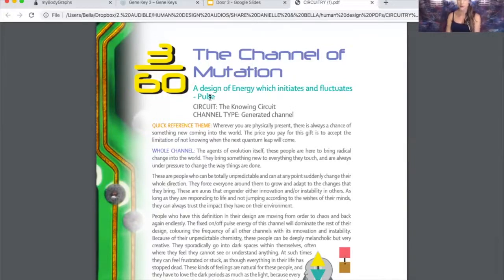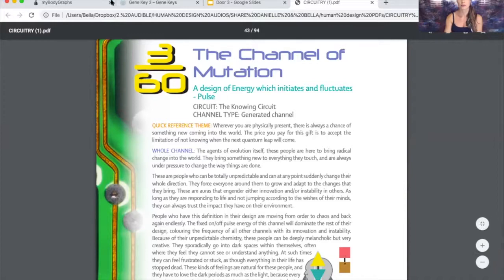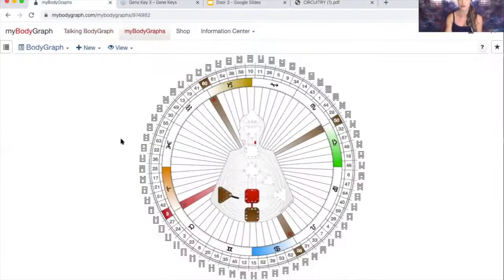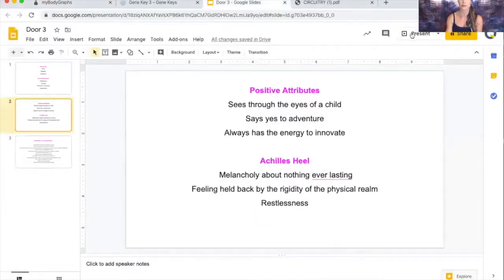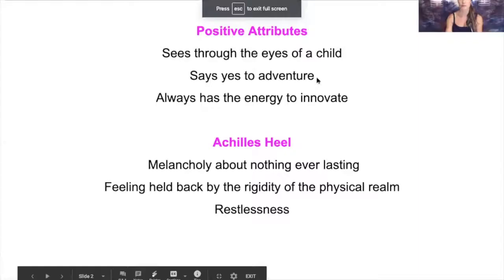So when we speak about the individual circuitry, which is the middle channels in the graph, like you see here, there is always this theme of melancholy in the individual circuitry. So the melancholy here is when we have the pressure to mutate, but we also have the limitations and having to wait for the right conditions. So the keyword when we look at it is going to be the melancholy about nothing everlasting.